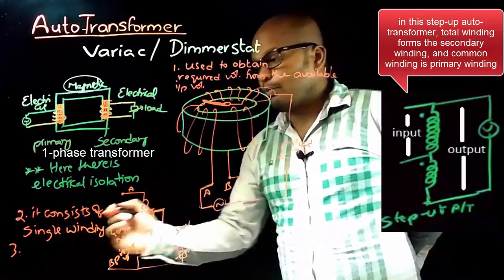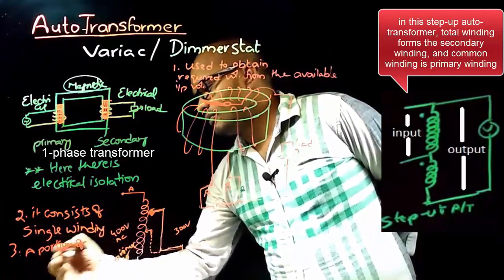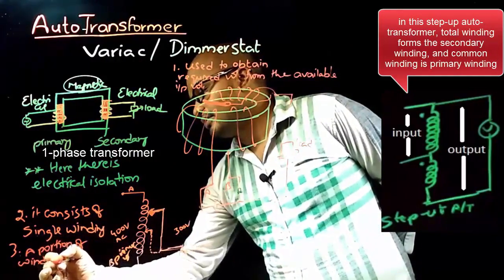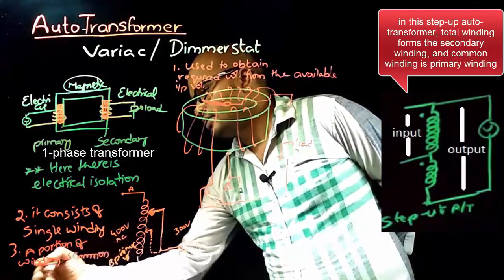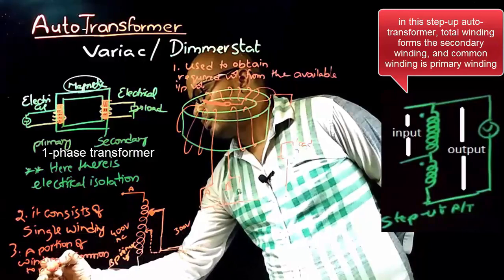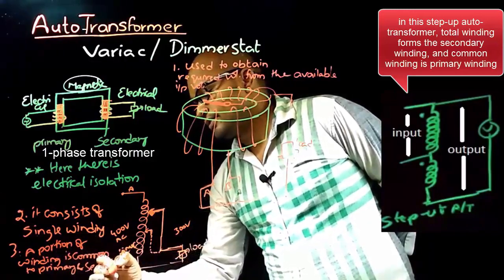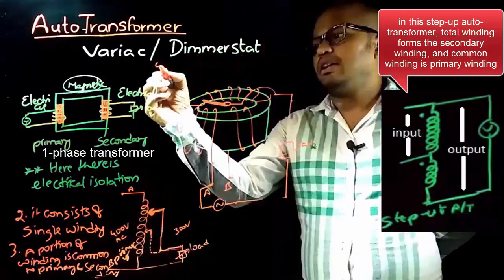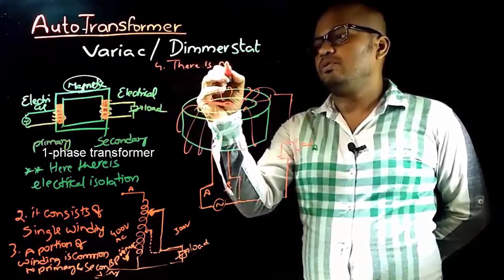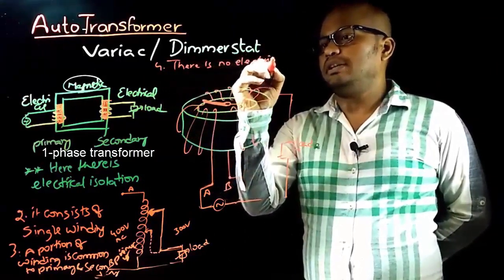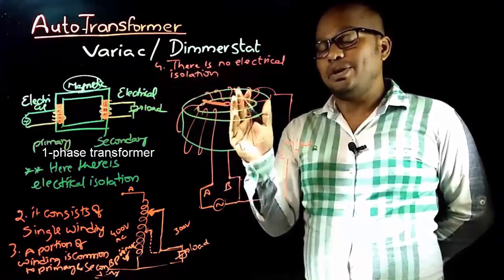So the third important point here is that a portion of winding is common to primary and secondary, which is called common winding. And the fourth important point is that there is no electrical isolation between primary winding and secondary winding.